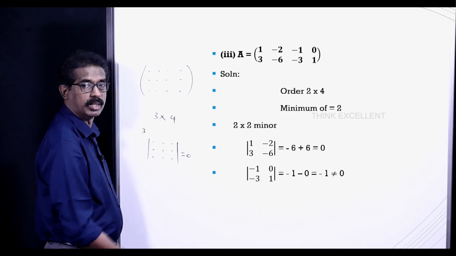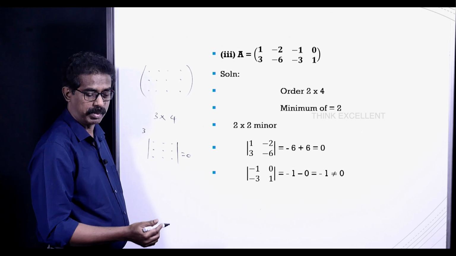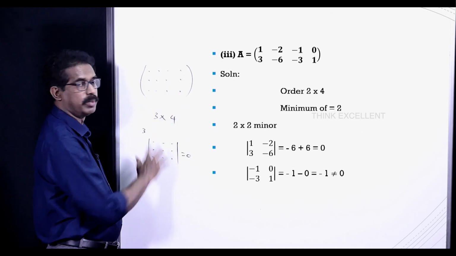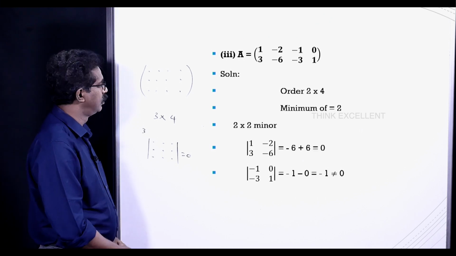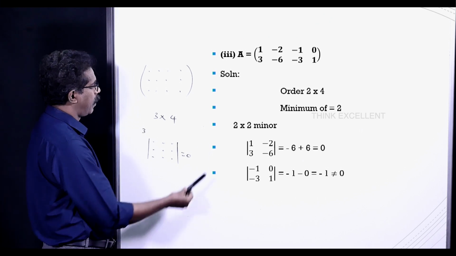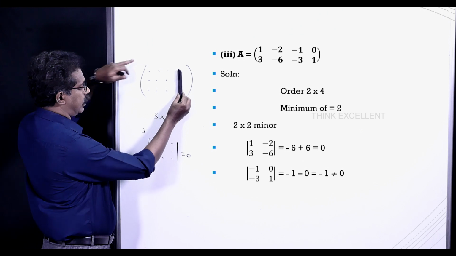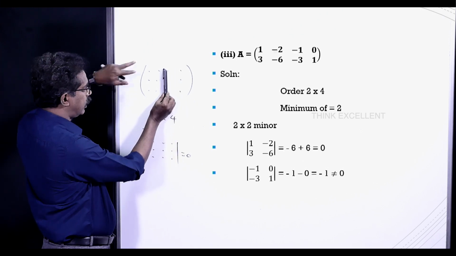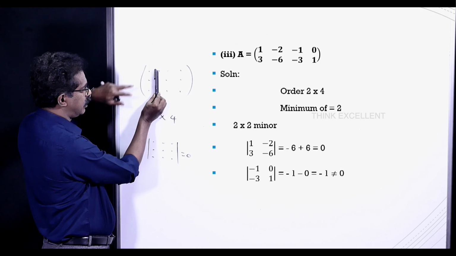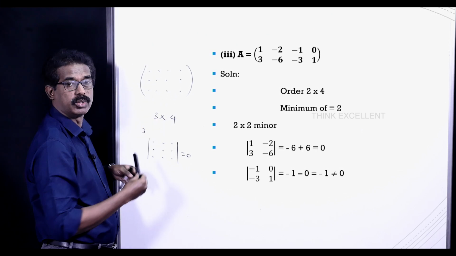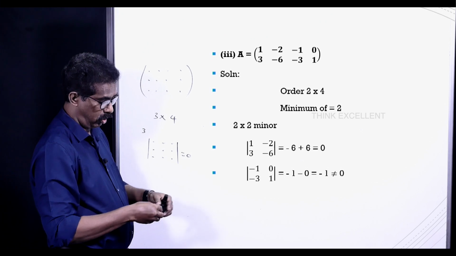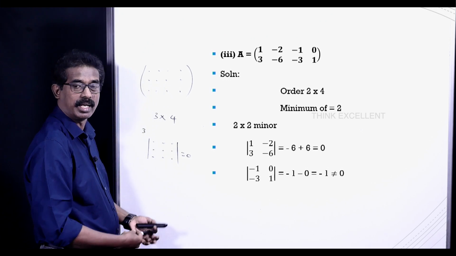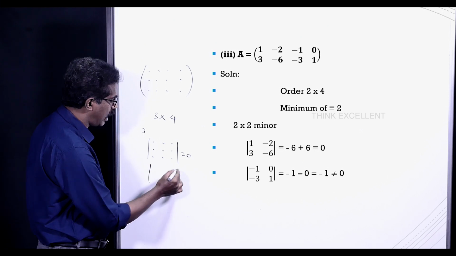Suppose it is 0. What will you do? You go for another 3 by 3. And how many 3 by 3s are there? Can you find out how many 3 by 3s will be there? Listen, leave this, you are getting a 3 by 3. Leave this one, you get a 3 by 3. Leave this, a 3 by 3. Leave this, 3 by 3. So you can find 4 3 by 3 minors. Like this, you find out 4 times.